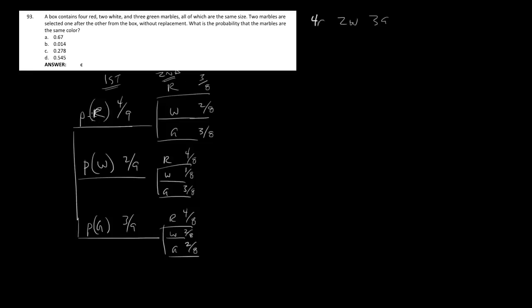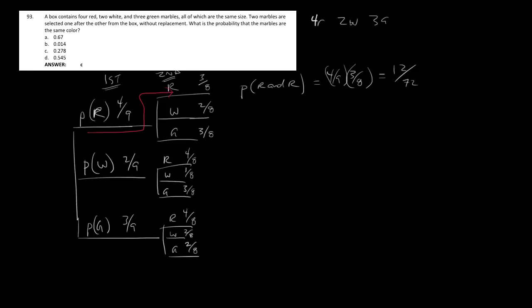So, if I follow through this path here, that means that I've got a red and red marble coming up. And the probability of that is just going to be to multiply through. So it's going to be 4/9 times 3/8. Now, I'm going to work this one out because red and red, that means that they're the same color. And that's the kind of stuff I'm supposed to be keeping track of. So 4 times 3 is 12. 9 times 8 is 72.